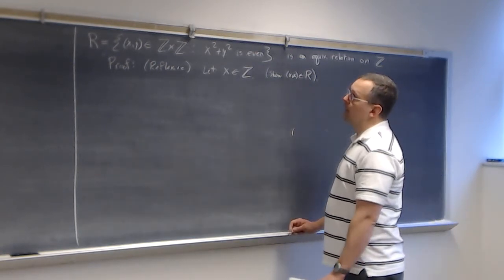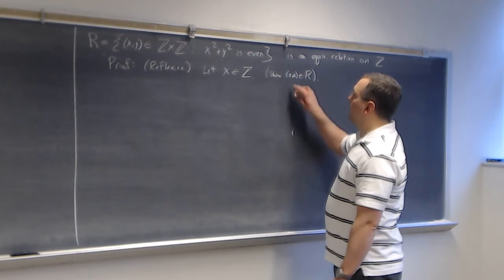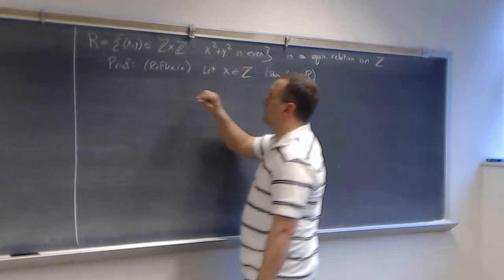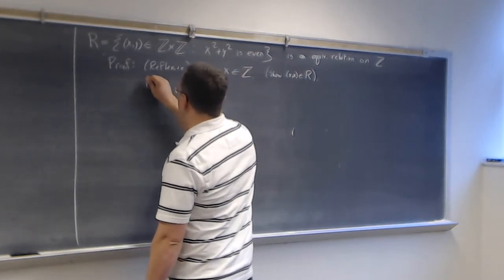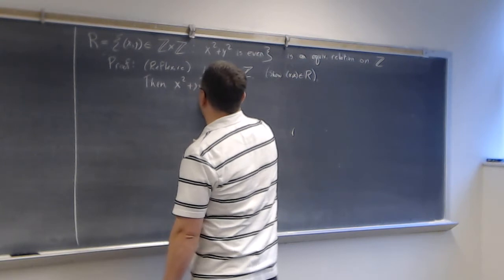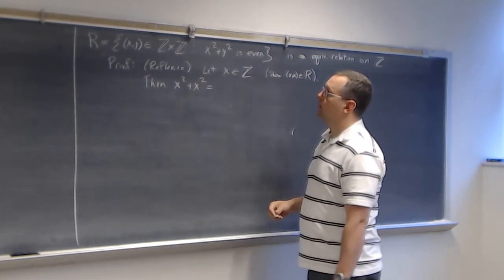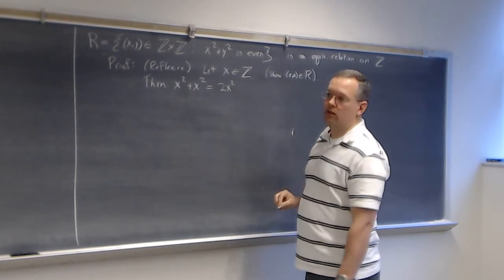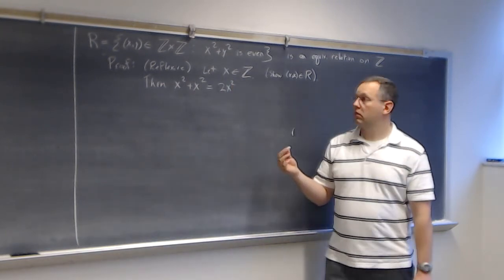All right. So let x be an integer. In order to show this, I'm going to look at x squared plus x squared. Is that even? Well, I can rewrite this as 2 times x squared. So clearly it's even.